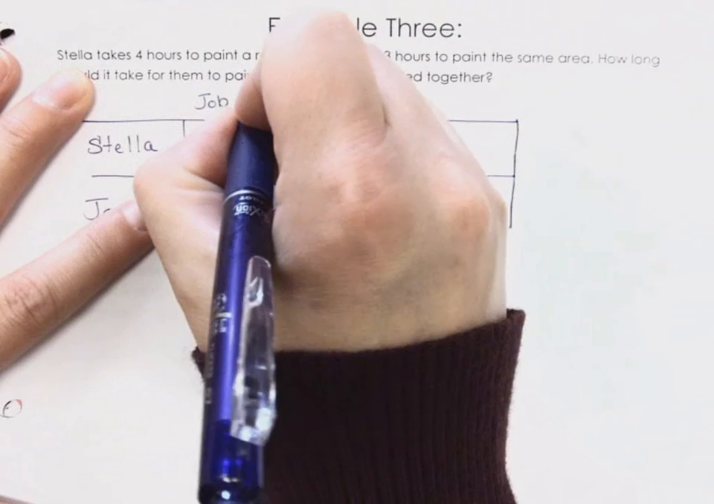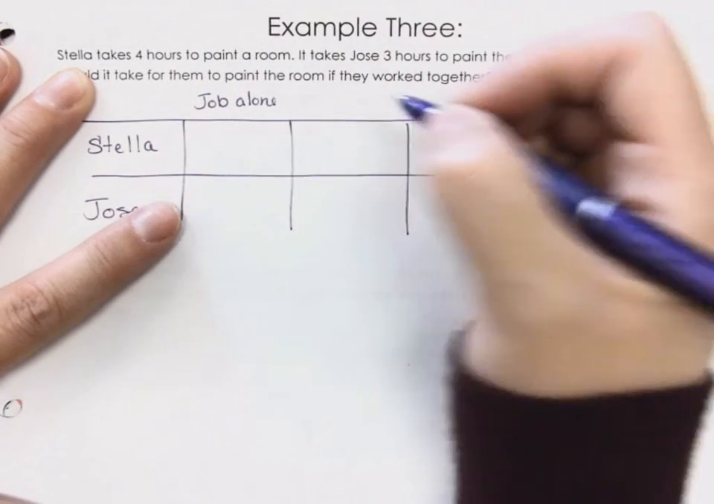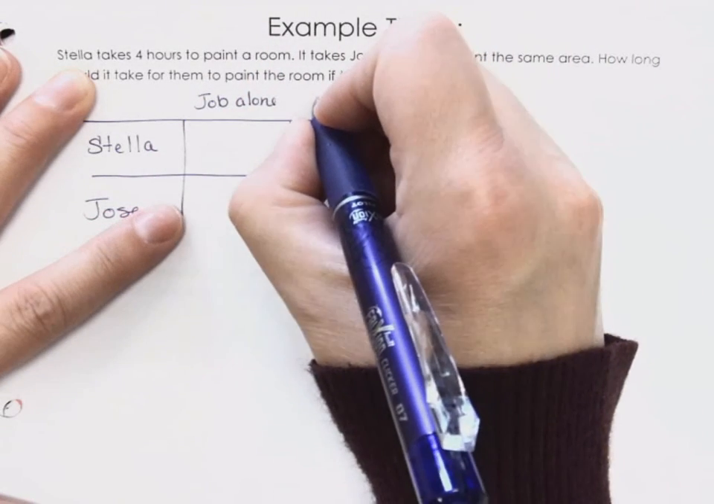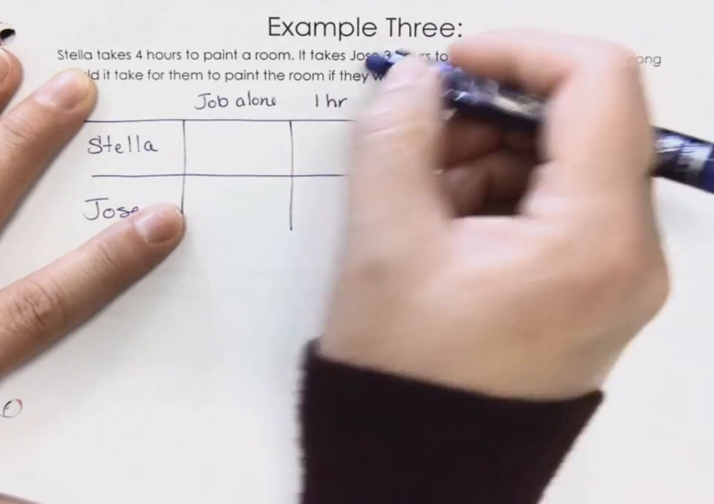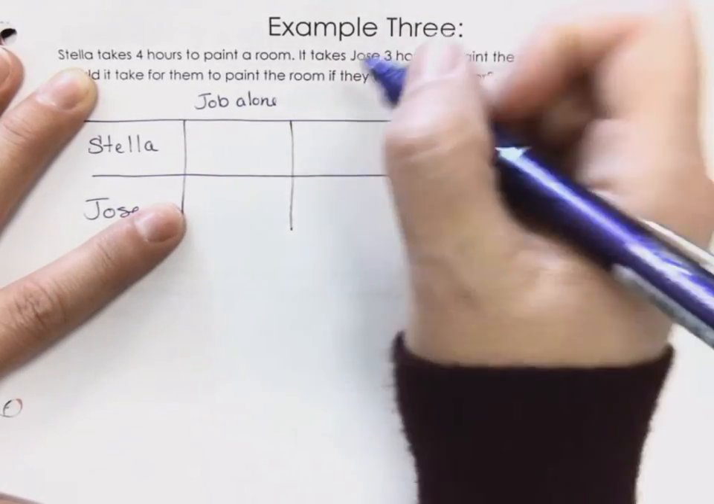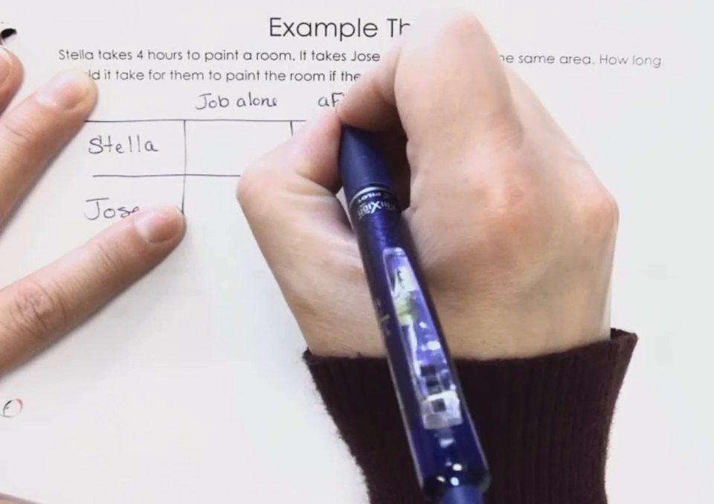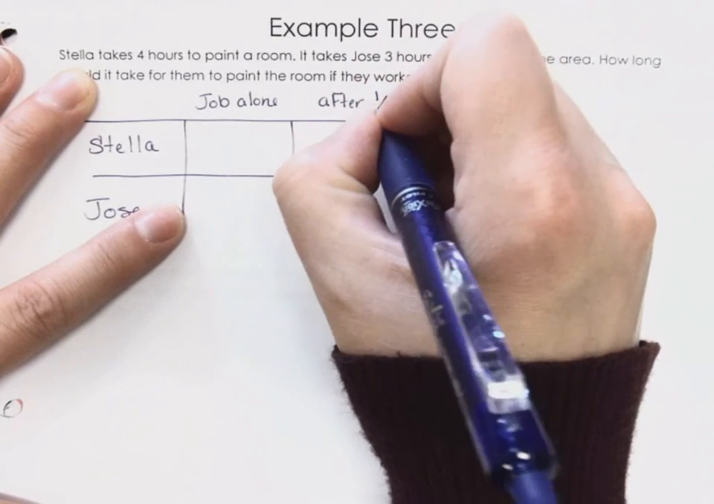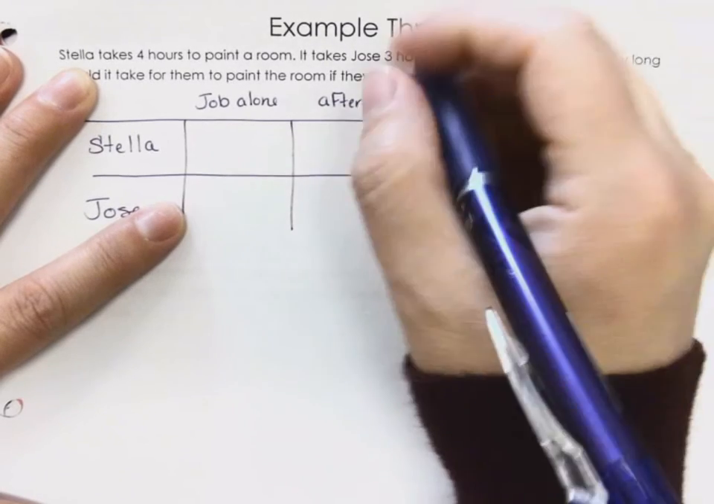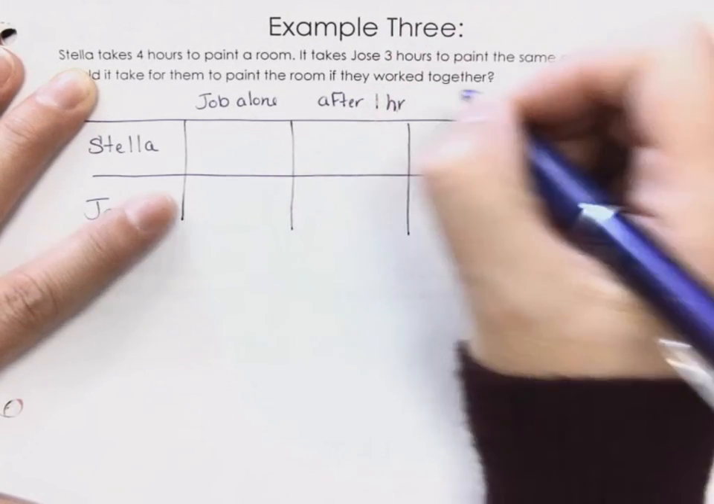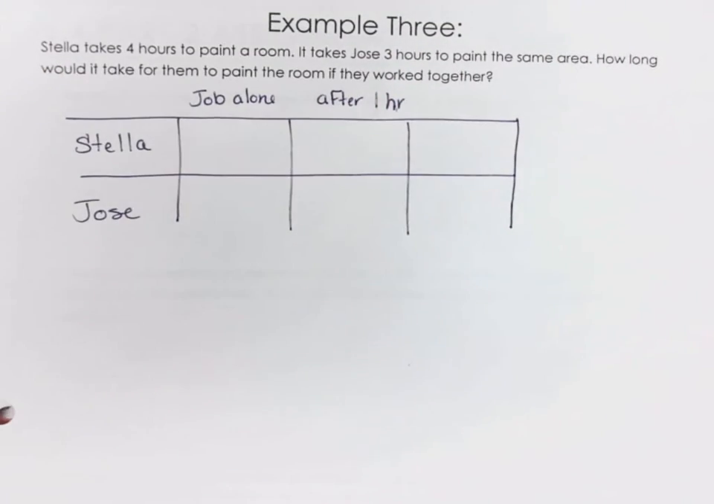Job alone. After 1 hour. Oh, let me try that again. This is why I used an erasable pen. After 1 hour, I said it and then I didn't write it correctly.